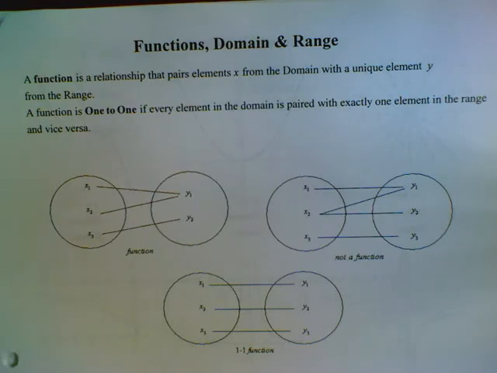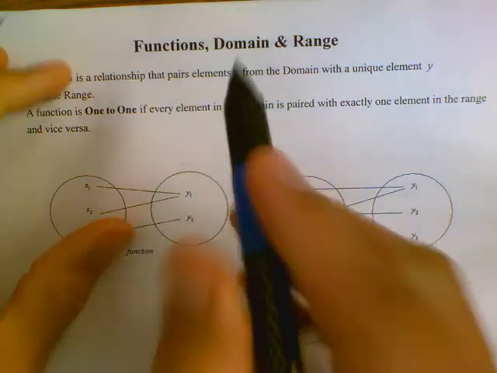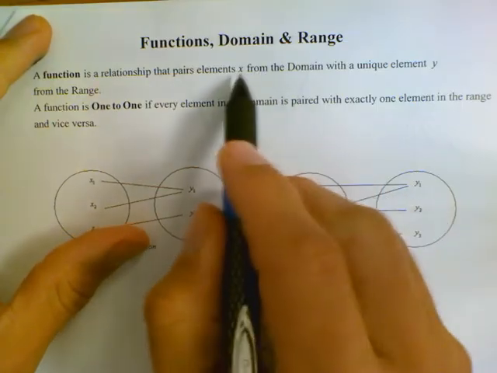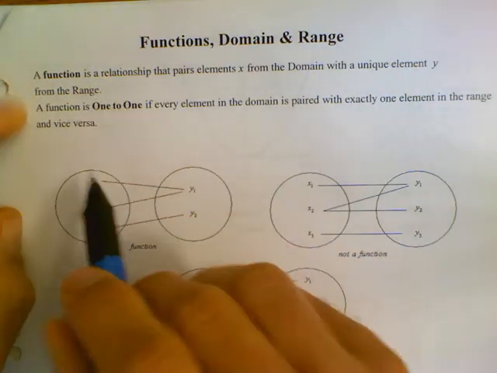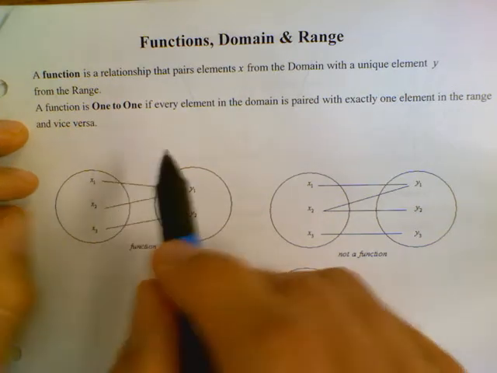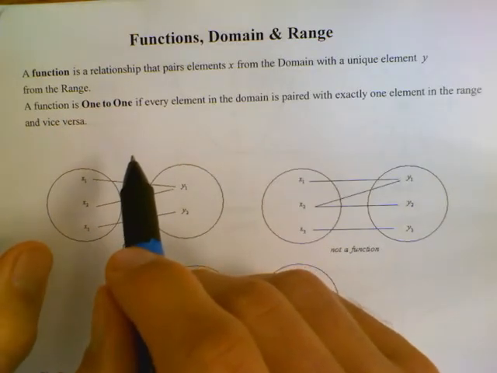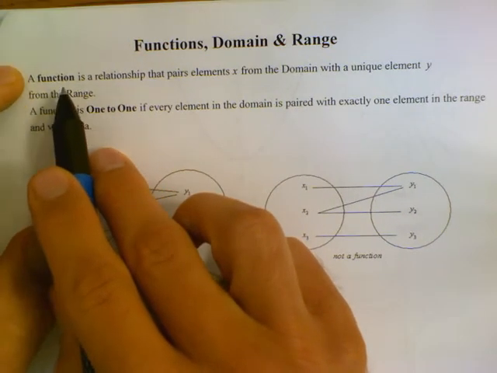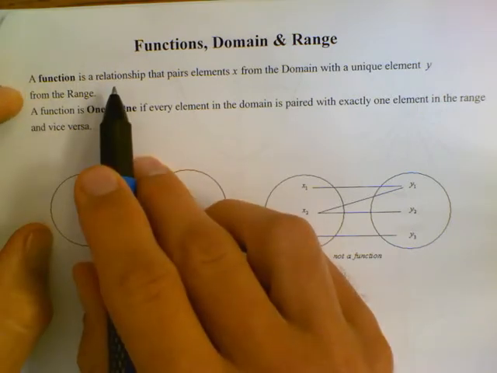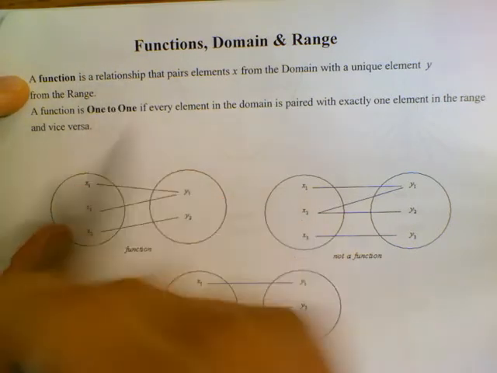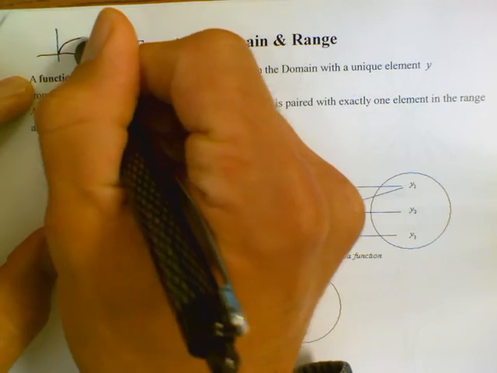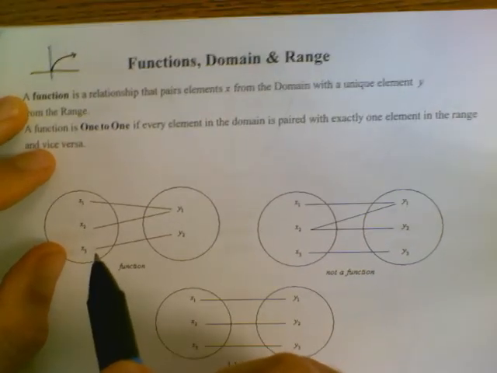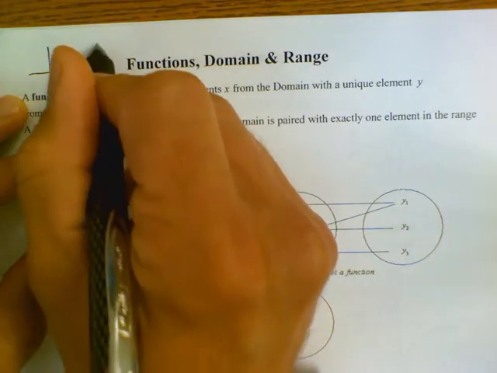A function is a relationship that pairs elements x from the domain with a unique element y from the range. So in order to tell you what a function is, sometimes it's best to tell you what a function is not. Here's a good illustration of a function. This would be like the square root function. That's a good function.